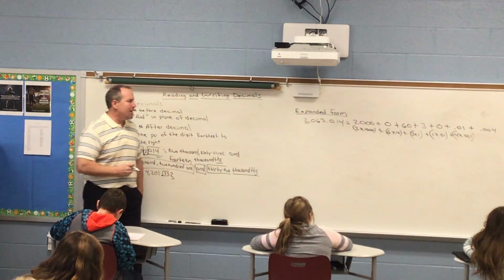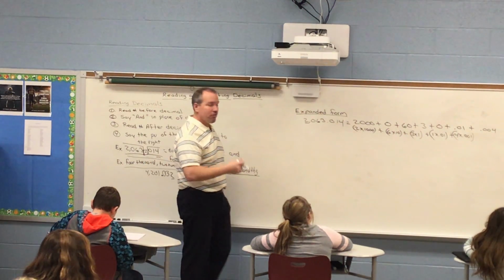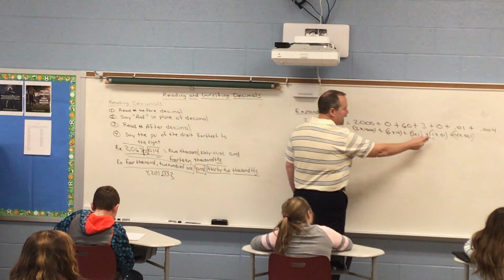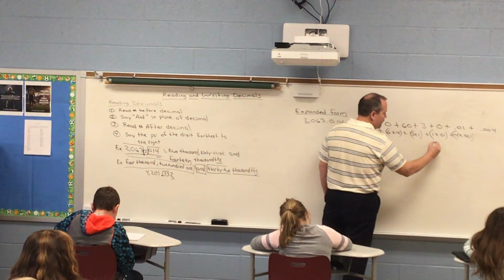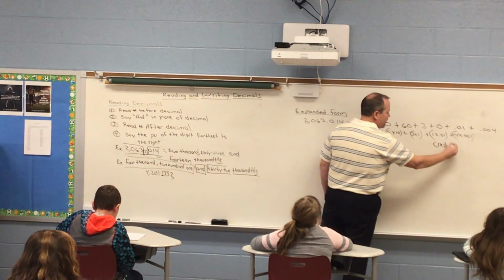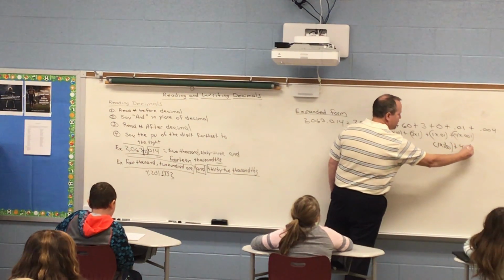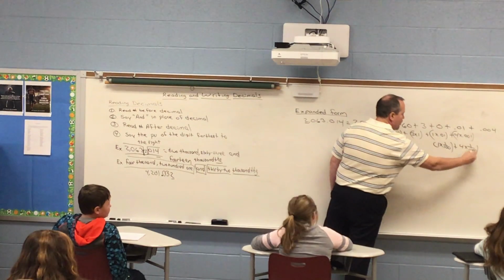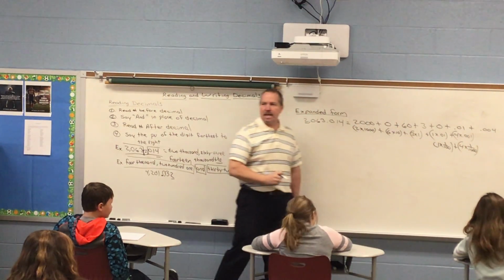And then a third way you may see it, with the numbers to the right of the decimal, instead of writing it as a decimal, they may put it as a fraction, which would be 1 times 100 plus 4 times 1,000. So you may see it like that as well.